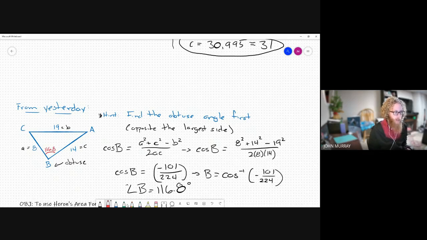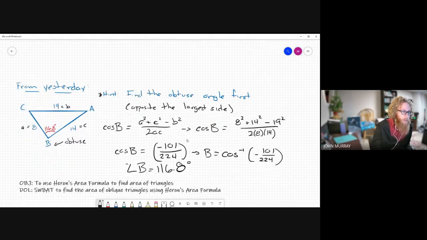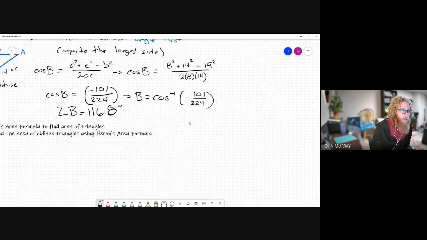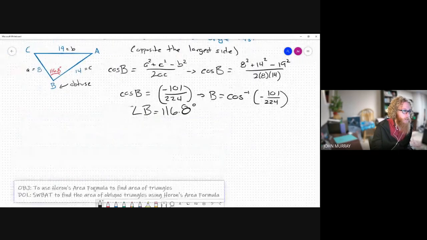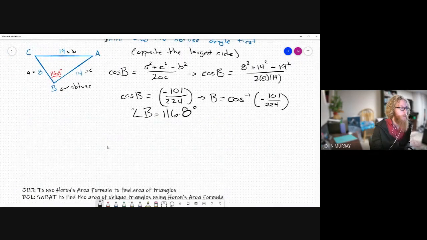I think yesterday we found A first, and then we used that to find B, but it wasn't giving us a B as an obtuse angle. It was giving us a B that was an acute angle, and that's again because we used the law of sines. So now that I have this obtuse angle, I can use the law of sines to find either A or, I'm sorry, A or C. So let's just do that real quick, just because we didn't get a chance to finish yesterday. Let me move this down out of the way.